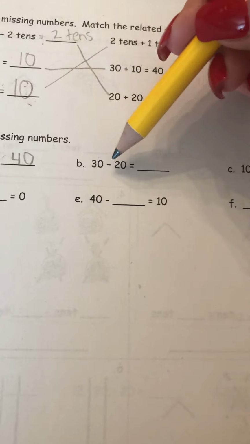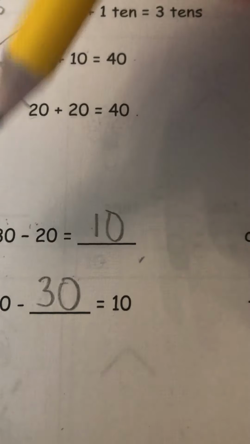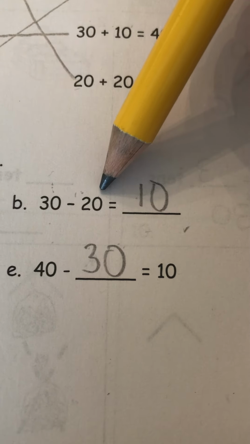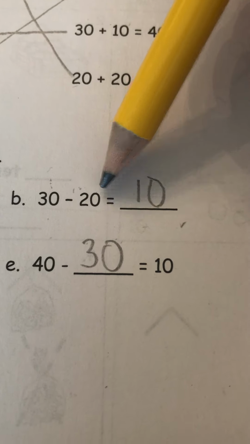Now, F is kind of the same way as the letter B was. What three numbers do we have? 30 take away 20 equals 10. Or 3 tens take away 2 tens equals 1 ten. Let's go down here. So which two numbers would equal 30? If I put 20 plus 10 equals 30, is 2 tens plus 1 ten, does that equal 3 tens? Excellent job.